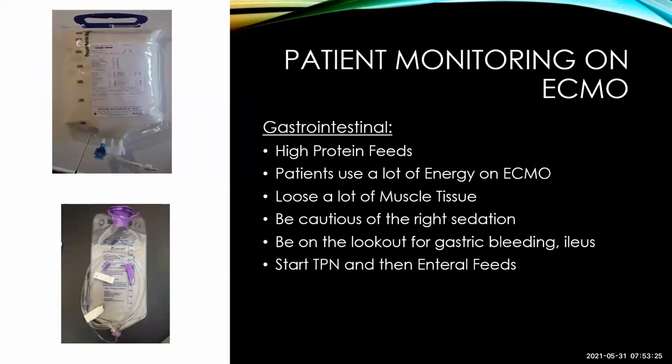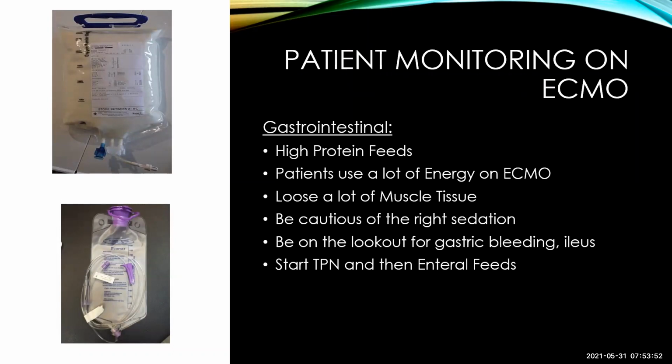All right. Then patient monitoring on ECMO. On the gastrointestinal side, you need to give high protein feeds. We normally give the patients TPN initially when they go onto ECMO, and then we will start giving them nasogastric feeds. It's important that you feed them properly. The high proteins will also pull your third space fluid intravascular and help with that.